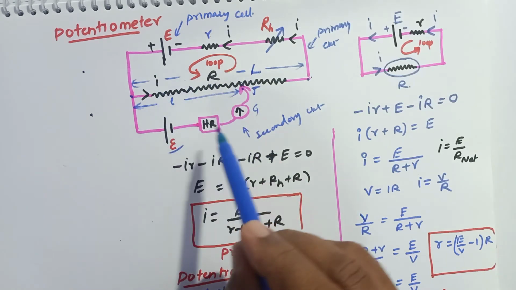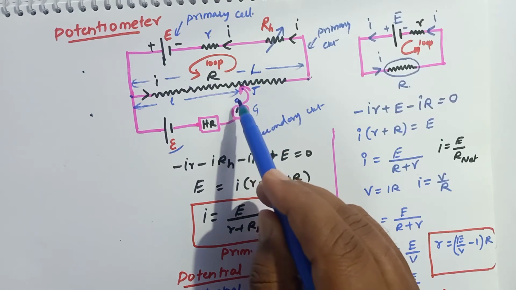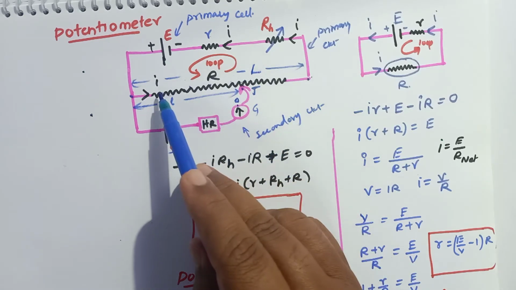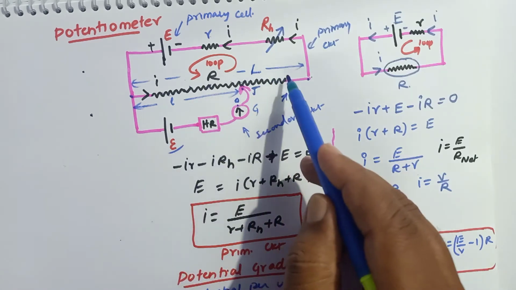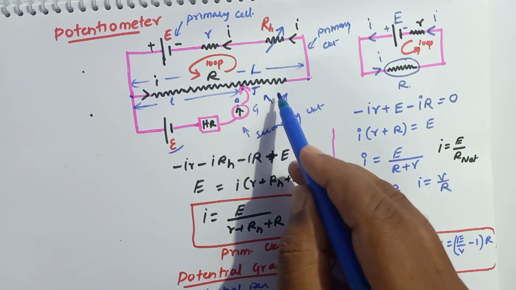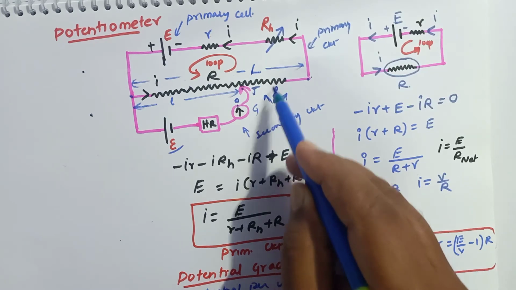If you touch to the left side, this galvanometer will show right side deflection. It is not showing zero. This is zero actually. If you touch the left side, it deflects to the right side like this. And if you touch to the right side, it will deflect to the left side. Whereas this exact center is taken as zero.